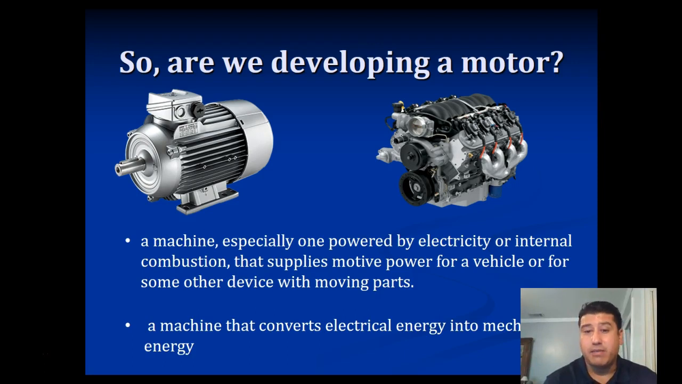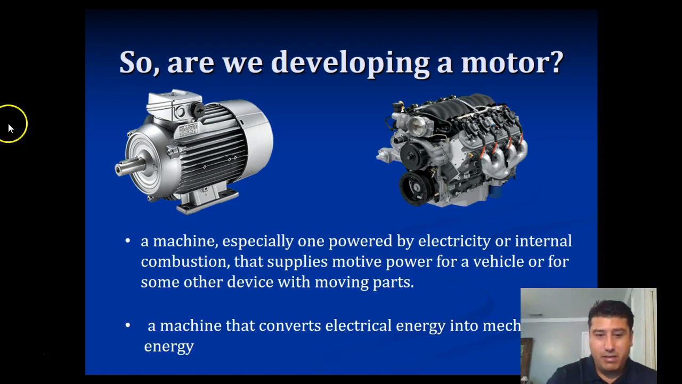Wow, sounds like a complicated definition. We'll look real briefly at the second one: a machine that converts electrical energy into mechanical energy. All right, so let's think about it. Is there electricity going on in this system in order for us to move? Yeah, it's the nervous system. The nervous system is delivering electrical impulses to the muscles in order for the muscles to function, to move. So there's electrical energy and there's mechanical energy.